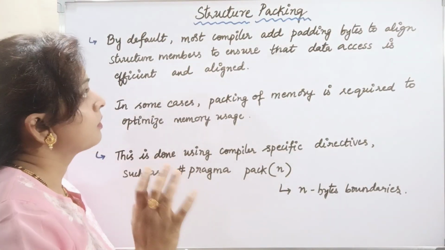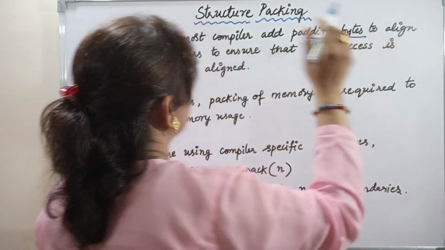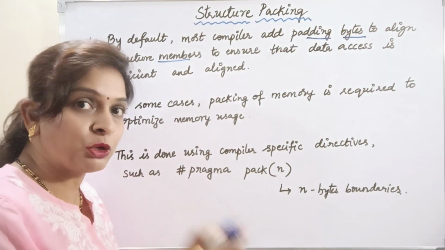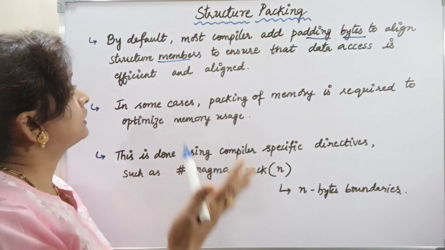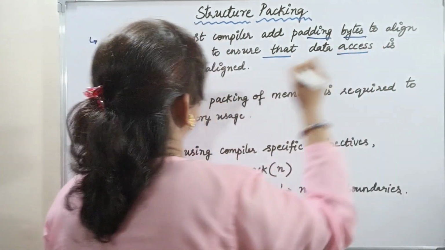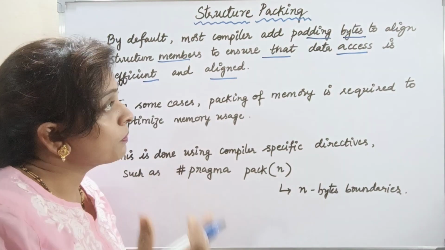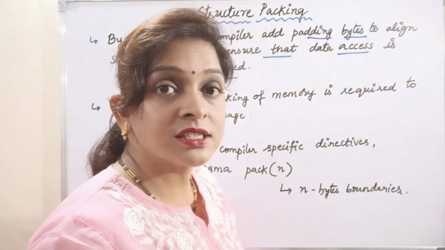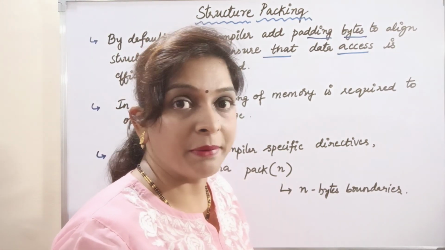By default, most compilers add padding bytes to align the structure members. By default itself, the compiler will do this task. It is going to add the padding bytes so that it can align the structure members and ensure that the data access is efficient and aligned. And how many padding bytes have to be added is dependent on the machine. So it is machine dependent.